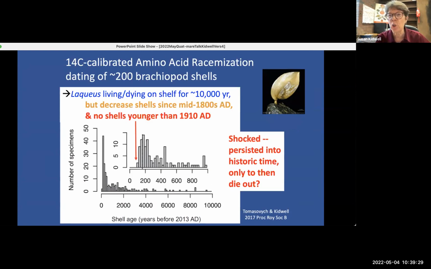So we zoomed in, and then we found that, yeah, they came up into historic time, but they have been decreasing since the mid-1800s AD. And in fact, there are no shells younger than 1910. And we've since then dated on the order of an additional 100 brachiopod shells. Adam just comes and vacuum cleans all of them out of every death assemblage I get. And now we found one specimen that died in 1940, but this is basically what this looks like.